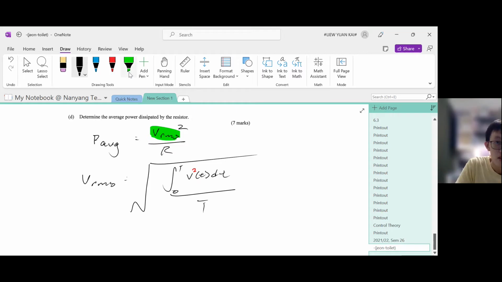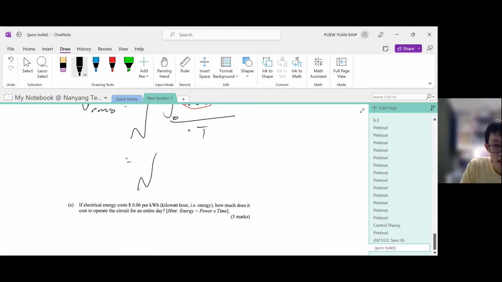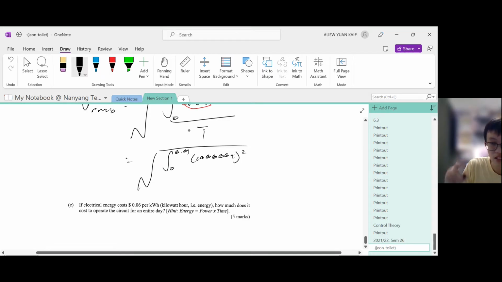Okay, so what is this V of t? Remember from the first question, we got V of t is equal to 100,000 t. Okay, and then what is the period? The period is 0.01. So let us just sub in all the values. Sub in all the values, you get the integral from 0 to 0.01 of 100,000 t, but don't forget to square it because it's root mean square, dt divided by T.